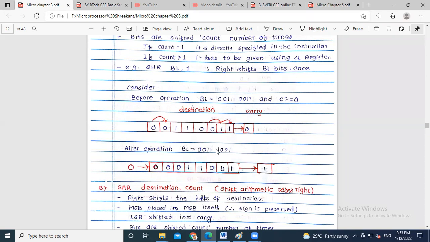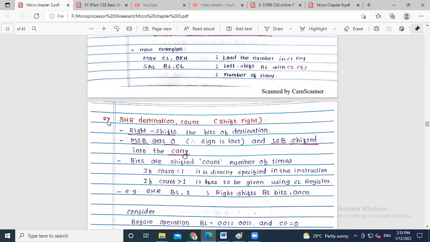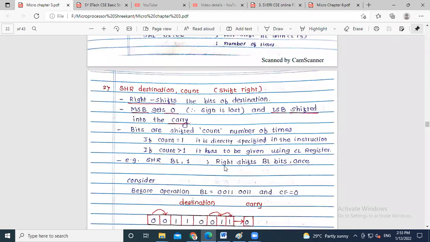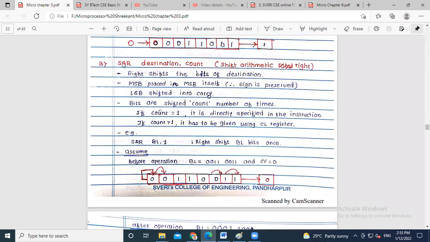That is 011 100, which becomes the result after shifting right 1 time. Next one is SAR, which takes a destination and a count. It is a shift arithmetic right.